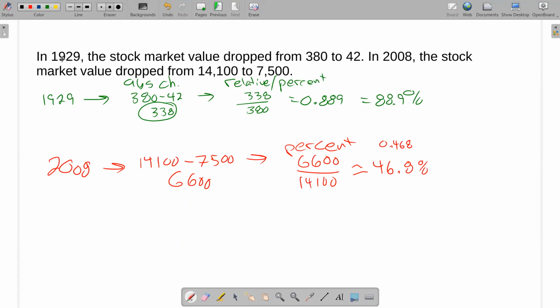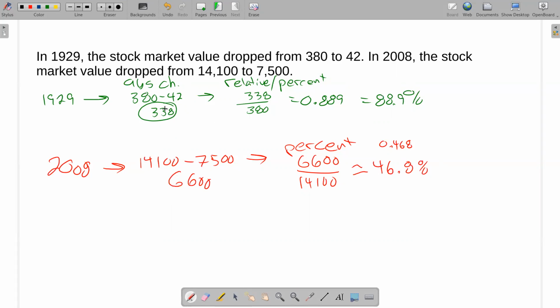So in 1929, although the stock market only dropped from 380 to 42, that's a drop of $338. That was actually around a 90% drop in wealth. That's a big drop. In 2008, if you started with $14,000, you lost $6,000. Now that feels like a huge hit, but it's only about 50% of your wealth. What would you rather lose, 50% of your wealth or 90% of your wealth? I'll take the 50% if I have to pick a loss.